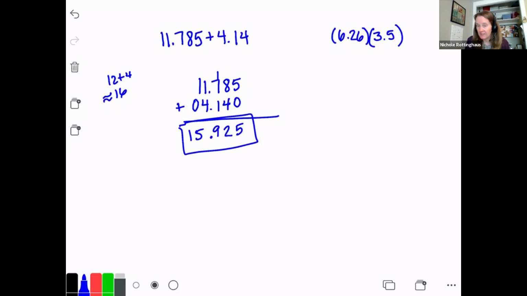So 6.26 times 3.5. And again, you can solve these on your calculator when we're doing area problems, but we're going to do this one by hand. And again, I'm going to estimate ahead of time.